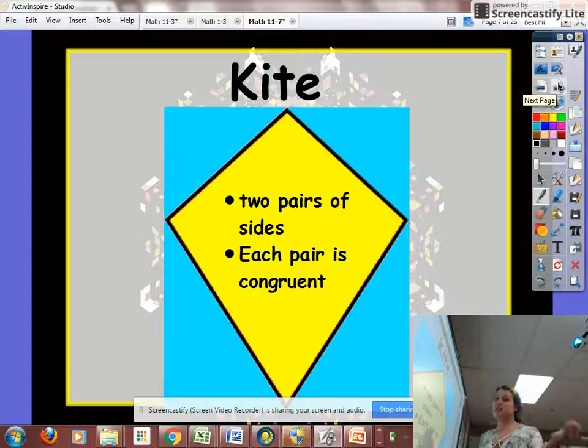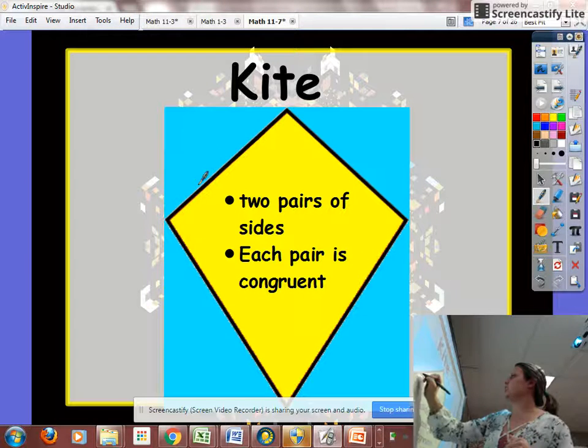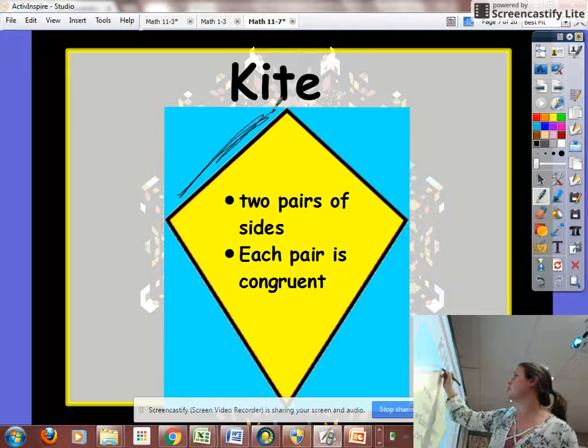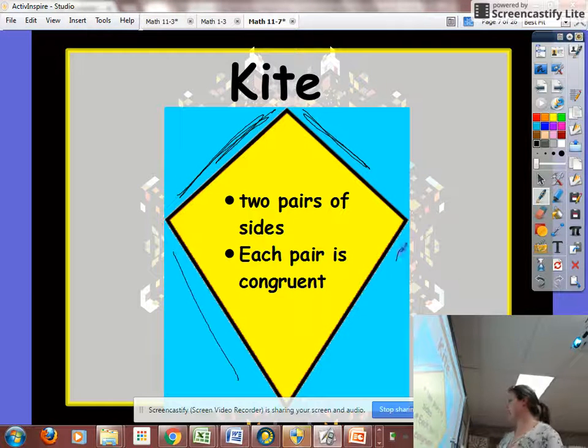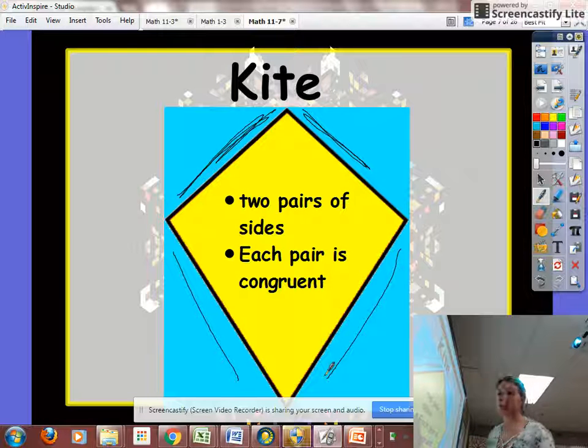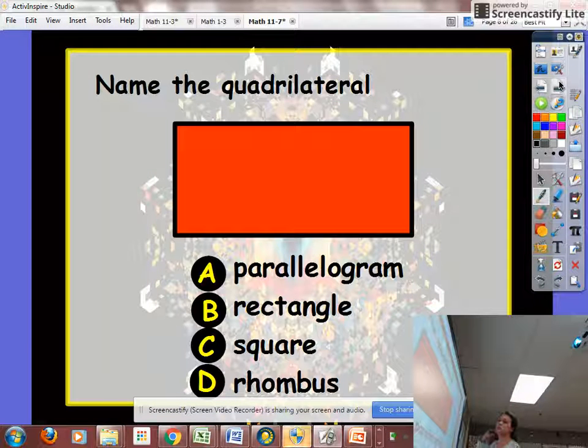Okay, a kite is a little bit of an odd one. It has two pairs of sides. Each pair is congruent. So it's the adjacent sides, which adjacent means next to. So it's this one and this guy, and this guy and this guy are congruent, which means equal. Okay, so this is where I'm going to pause and you have to do the video. Questions?